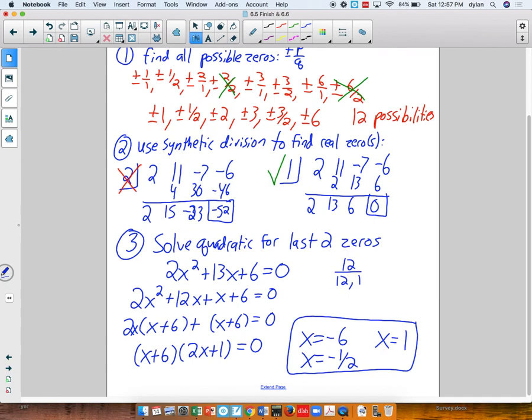So that brings us to the end of our video for 6.6. Basically, the final example here is going through the entire process to find the zeros for a cubic polynomial function.